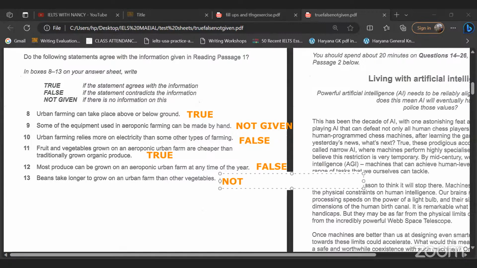I hope this part is clear to everyone. Let's take one more true false. I hope it is clear now. Getting all my points? Everyone?